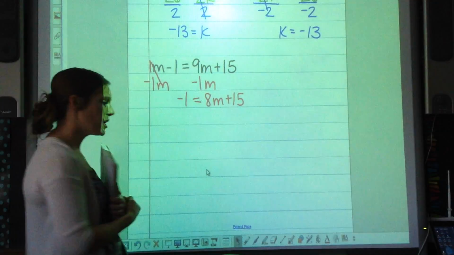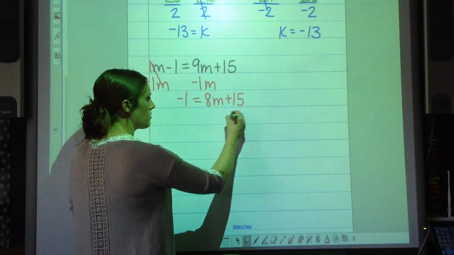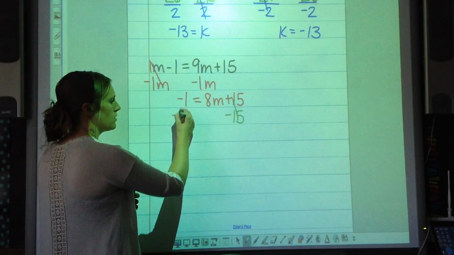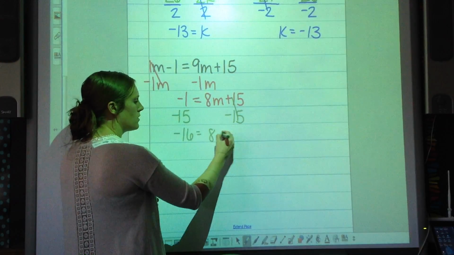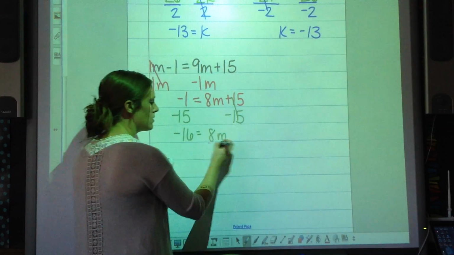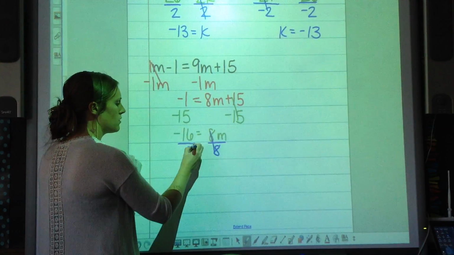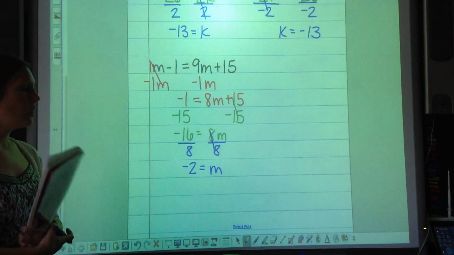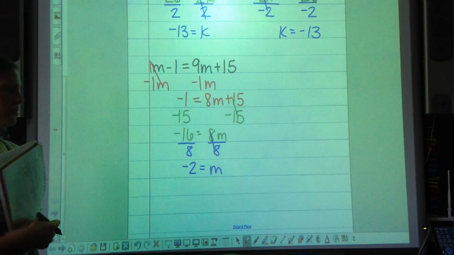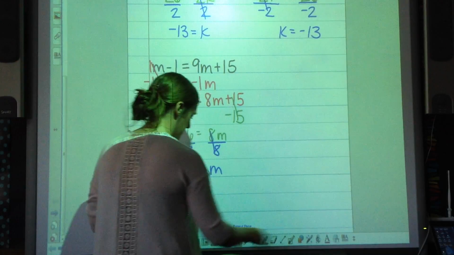This is a two-step equation. I need to bring 15 to the left side of the equation. Same sign sum. I get an answer of negative 2. They are going to want you to check your answer, so let's look at what that looks like.